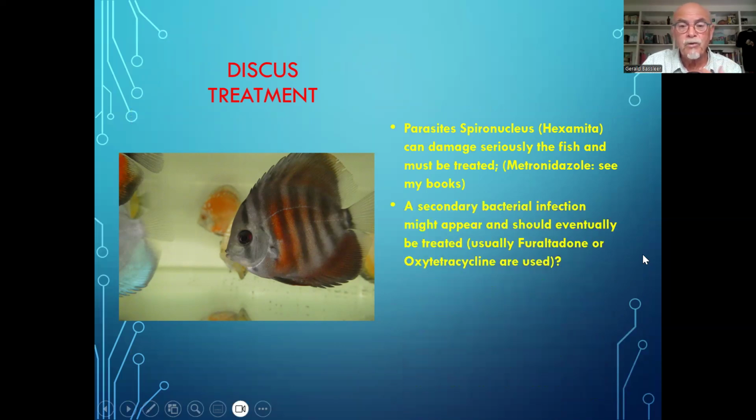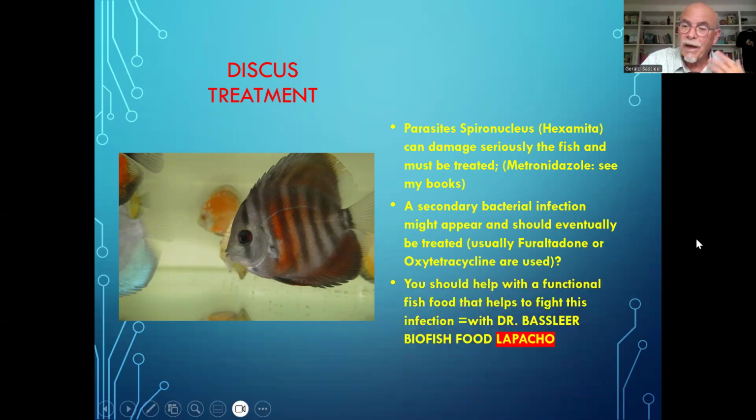See my books how to use it. A secondary bacterial infection can appear because of those parasites causing damage and weakening the fish. And then eventually you have to treat with medications like furantoin or oxytetracycline. Ask your pet shop, ask your veterinarian or fish doctor to get more advice.